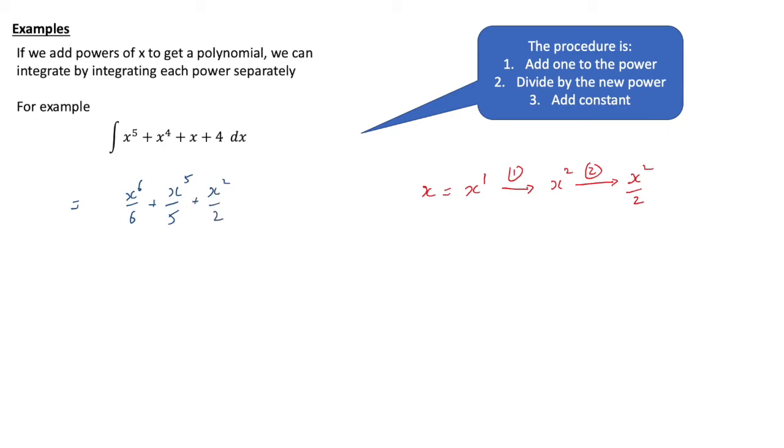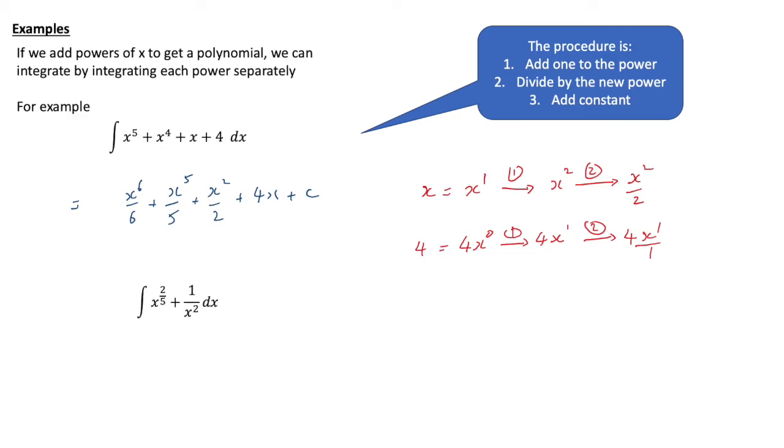For our 4, remember that 4 is equal to 4 times x to the power of 0. And so our first step gives us 4 times x to the power of 1. Second step, we divide by 1, which makes no difference, but we've written 4 times x to the power of 1 divided by 1, and then that gives us 4x. And then we must remember plus c.